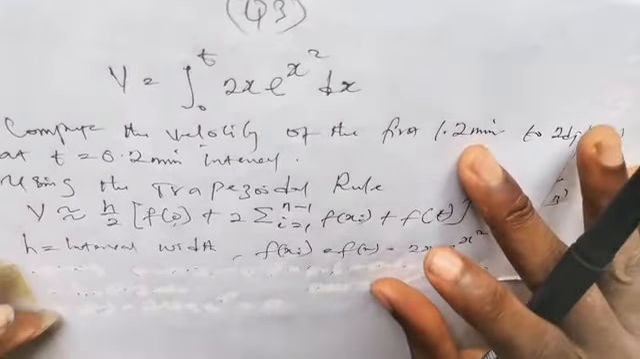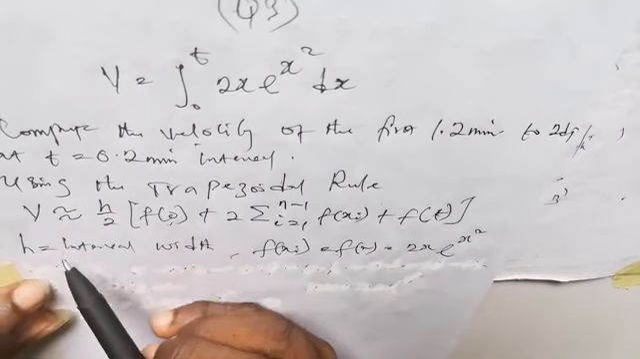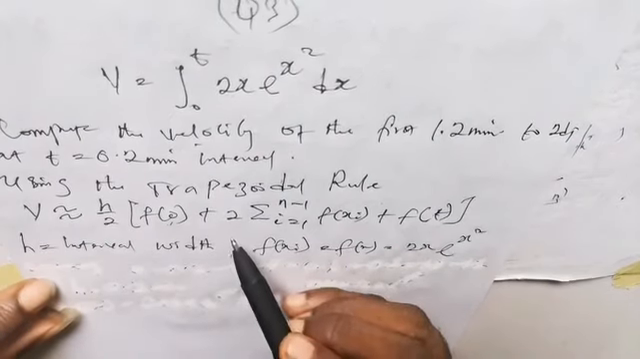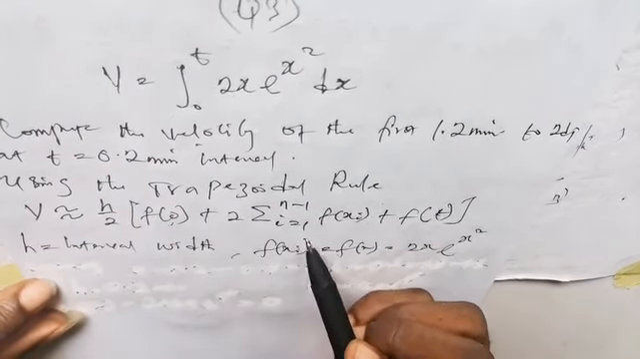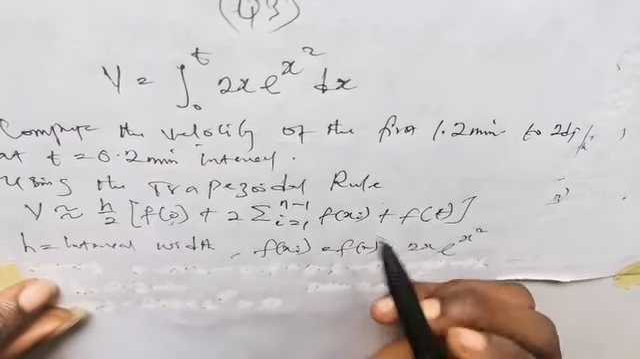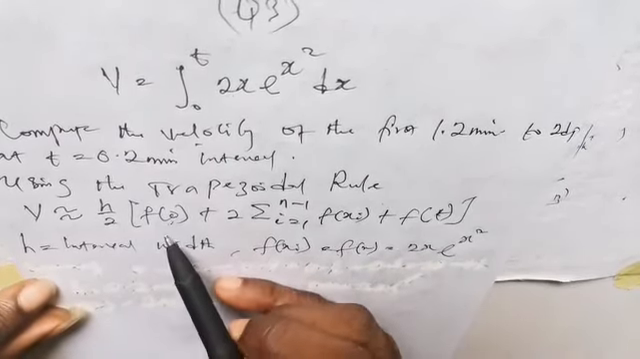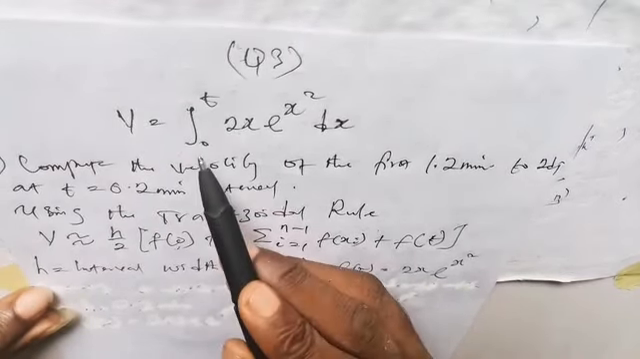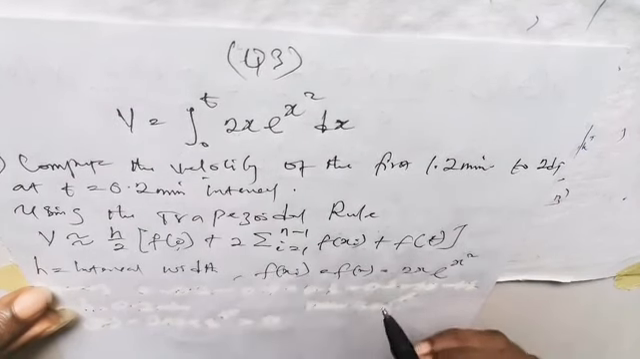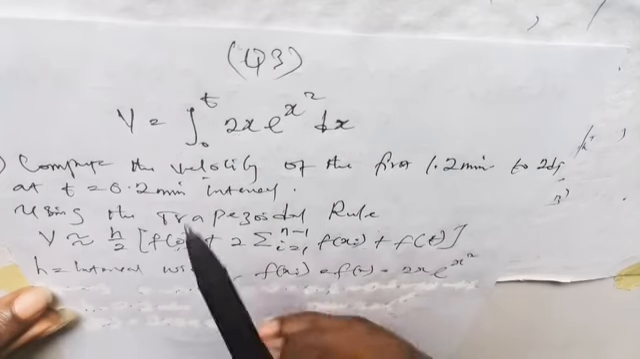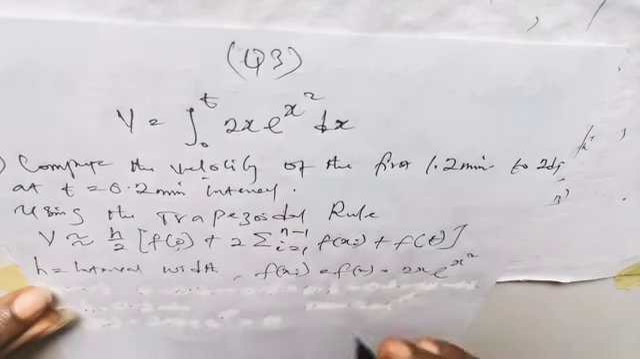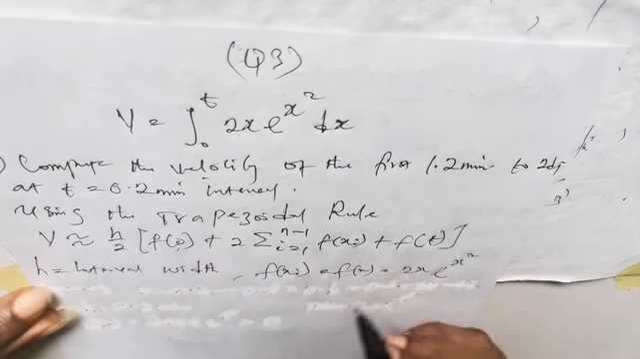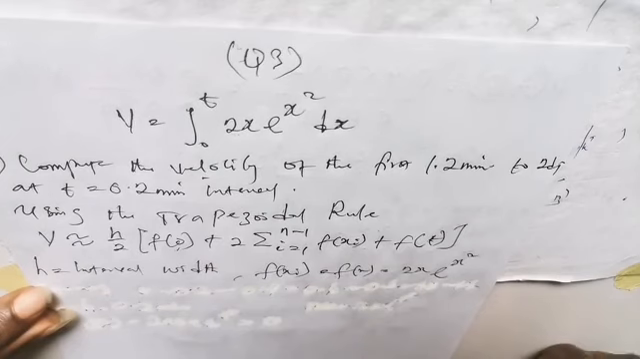Alright, so the trapezoidal rule simply states that the speed is equivalent to h over 2 into f of 0 plus 2 summation i equals 1 to n minus 1 of the given function f of xi plus f of t. Now, f of 0 simply means the function at the initial interval or the lower limit. f of t means the function at the given upper limit. Whereas 2 summation i equals 1 to n minus 1 of f of xi stands for the given function at the intermediate intervals.